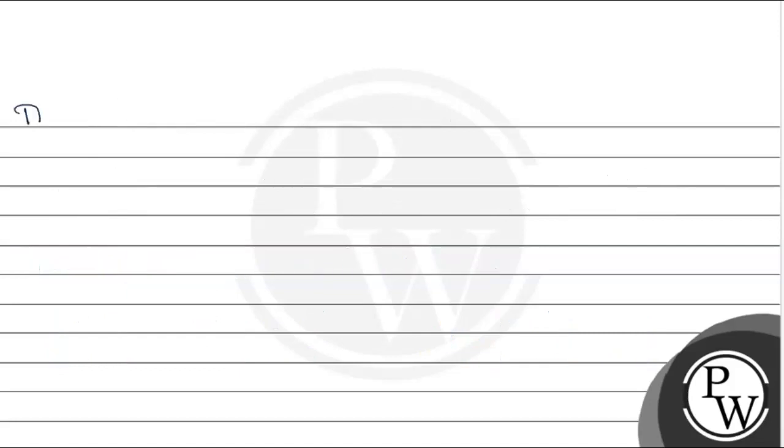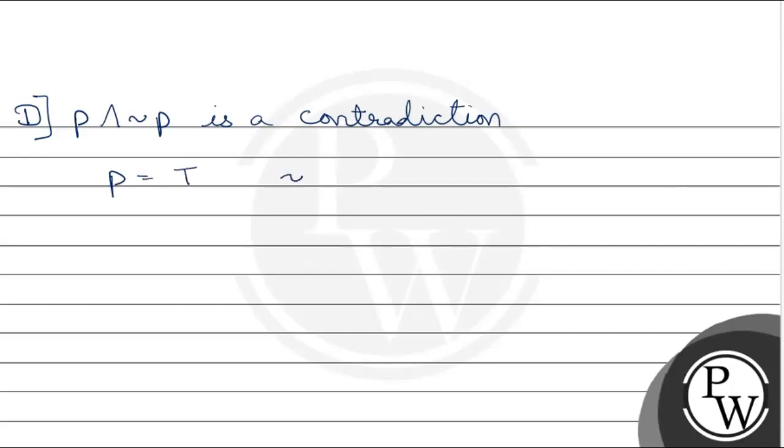Now let us check option D. We will check option C at the end. So first let us check option D. Option D says that P and negation of P is a contradiction. If P is true, negation of P will be false. And if P is false, then negation of P will be true. So this is a contradiction. This statement is also correct.